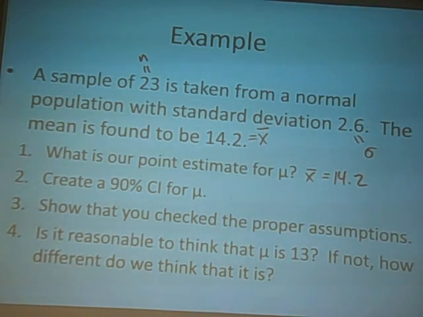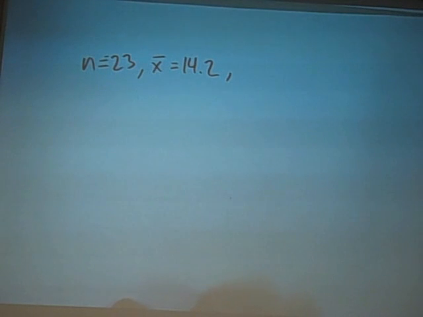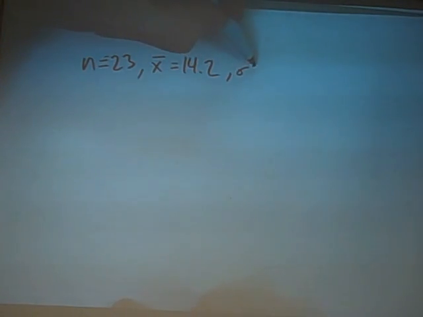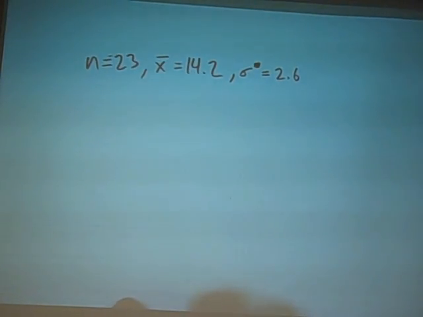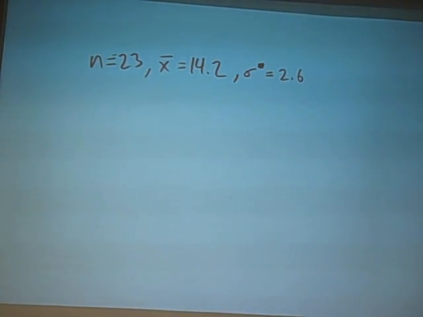Okay, number 2. What if we want to get a 90% confidence interval for mu? So let me do this on a different piece of paper here. Okay, so we already said n is 23. X bar is 14.2. And sigma is 2.6, right? And we want to do a 90% confidence interval.